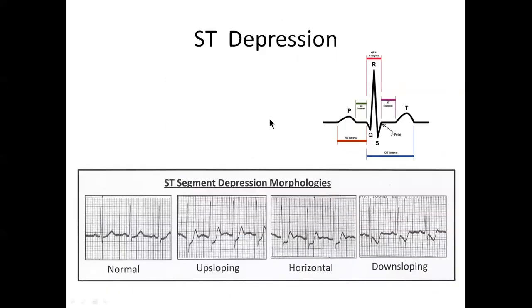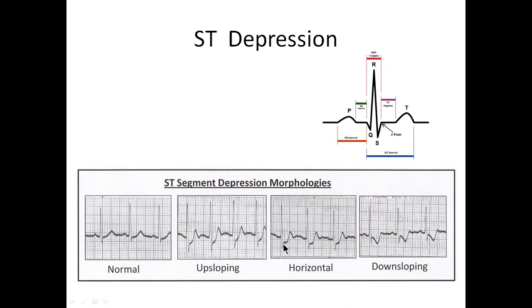Now, let's dig a little deeper about the ST depression. So this is a normal, and then you see the ST is depressed here since this is the baseline. But you notice that it goes up and creates the T wave. So we call that an upsloping ST depression.